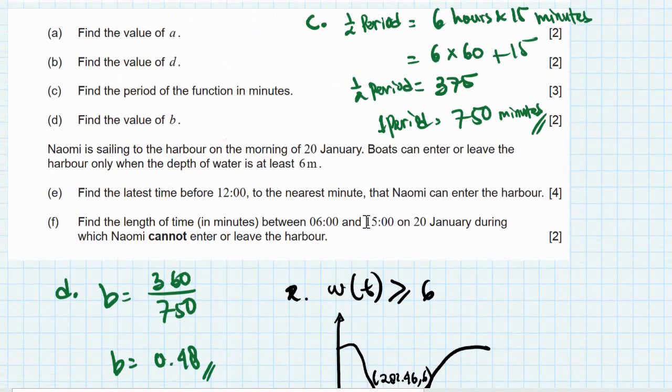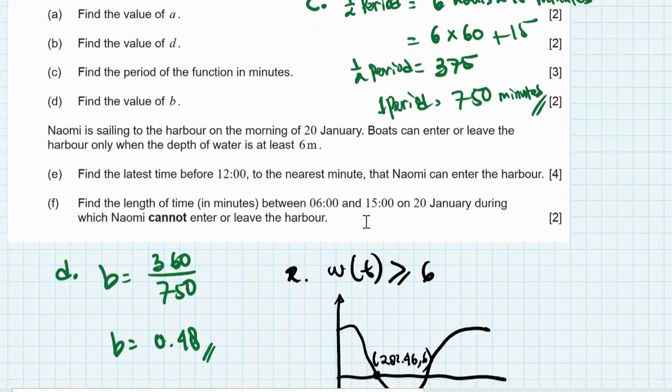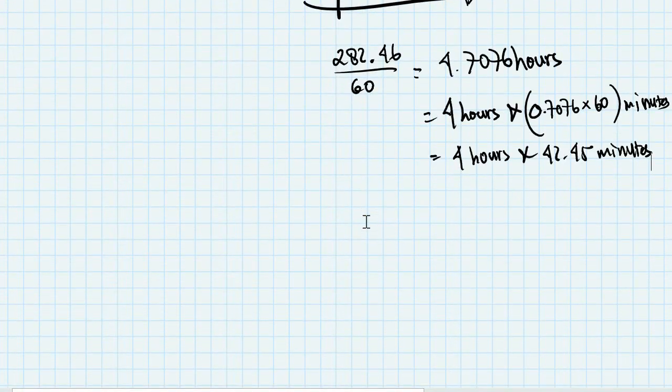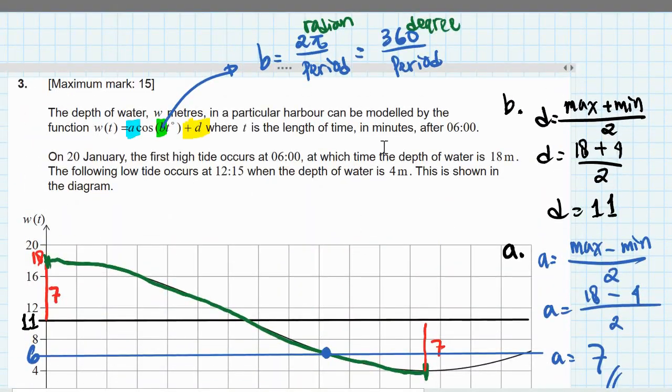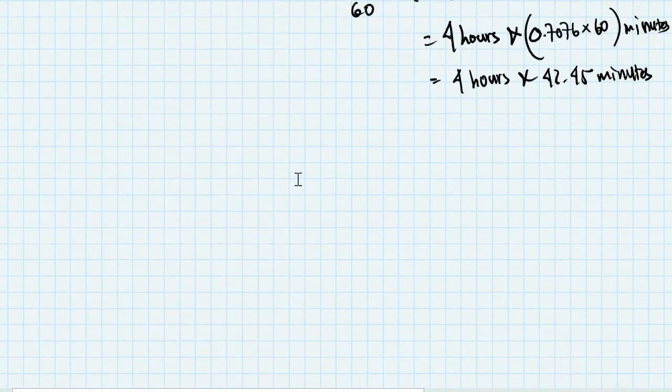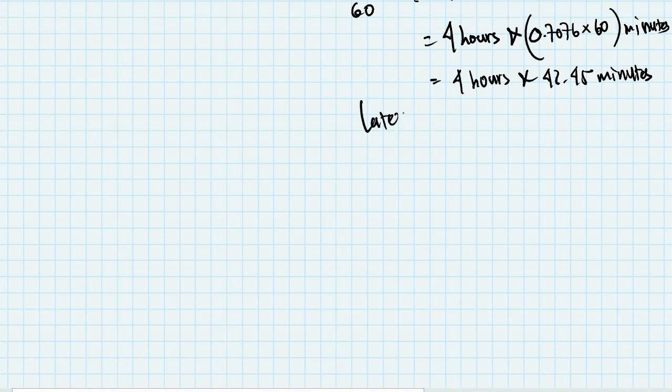Let's take a look again. Always take a look at what is the question. The question is the time before 12. It means we start at 6. We start at 6, 4 hours and 42 minutes later. It means the latest time is 6 plus 4 is 10, 42. Once again, 10 is coming from, we start at 6, 4 hours later, it's 10. 42 is coming from here, yeah? So the latest time is 10:42.